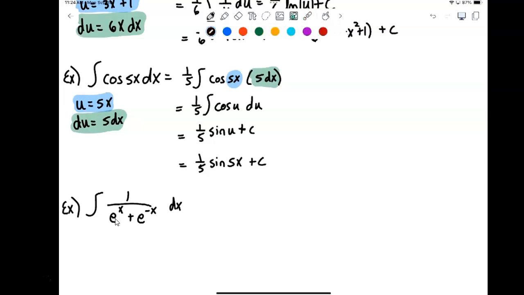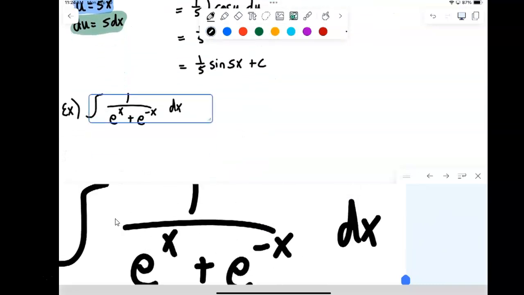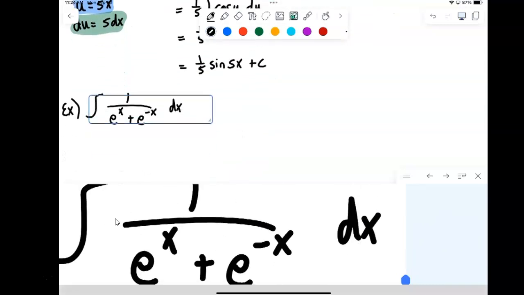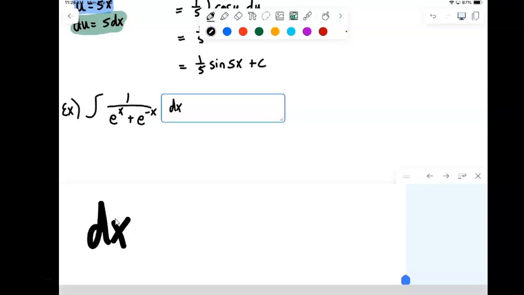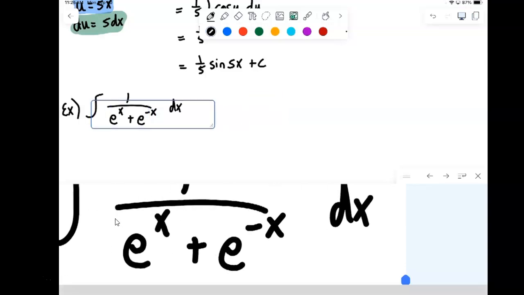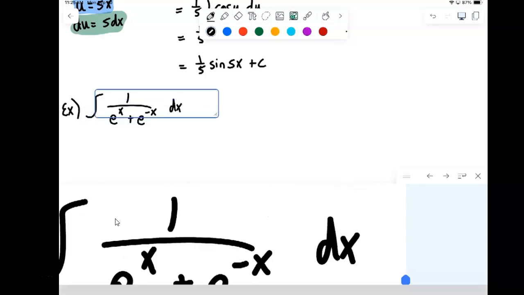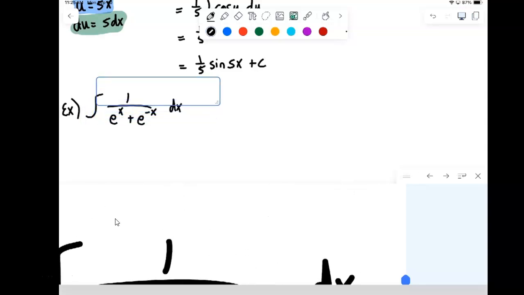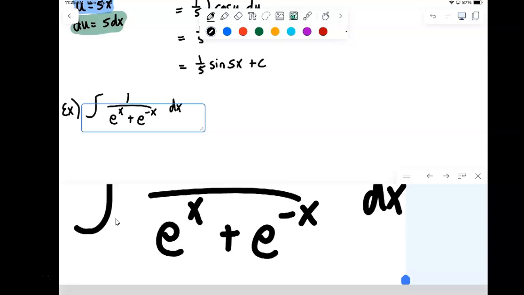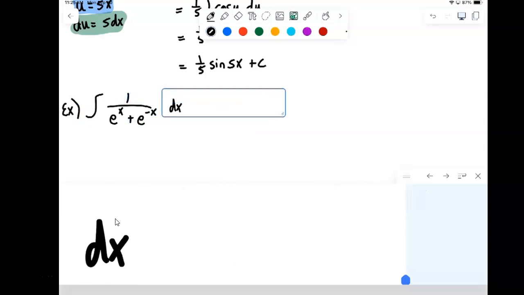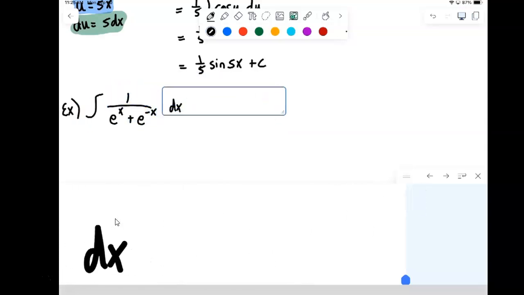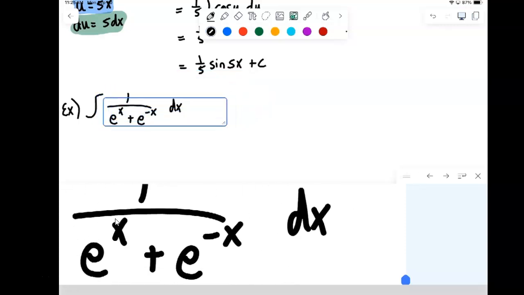But I'm not going to think about it that way. What I'm going to realize is that e to the minus x there, first of all, where do I go from here? Right? Can't really use a substitution. Can't let u be e to the x or anything like that because I don't have an e to the x up on top to deal with the derivative.